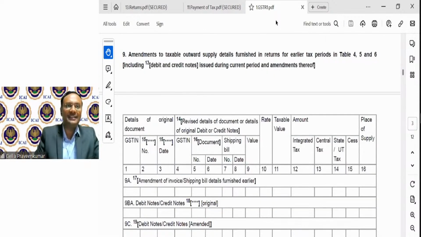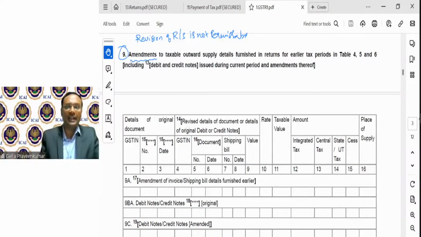Then table number 9. As I said, amendment is not possible. Revision of return is not possible. So I do amendments to the taxable supplies. Since revision of return or statement is not permissible, all amendments are permitted in the subsequent returns.